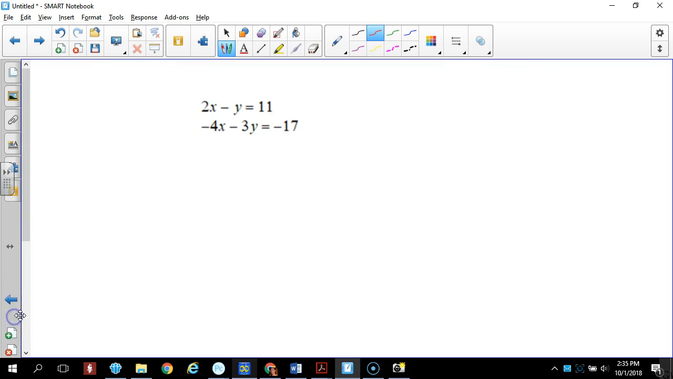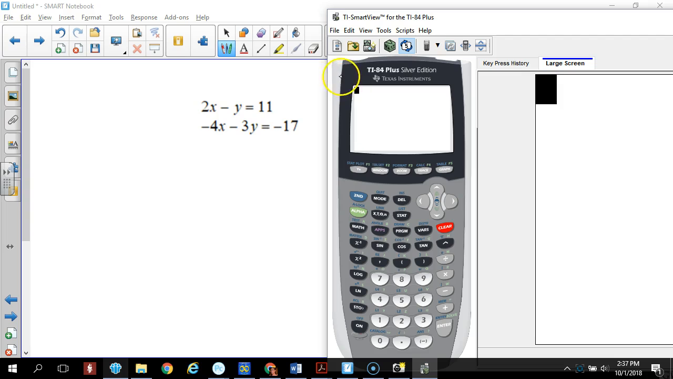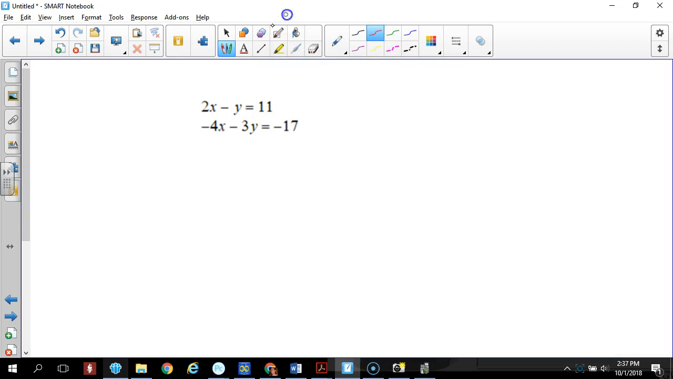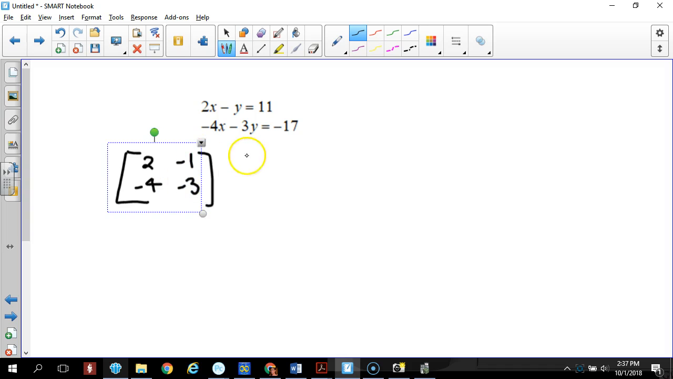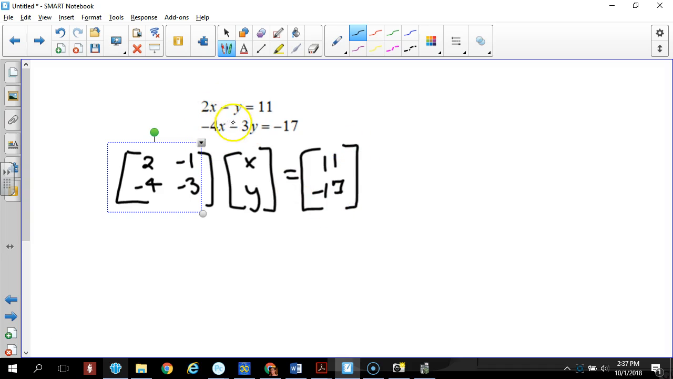All right, let's do it a different way. I can take this and put it in my calculator. So I have my calculator here and I can put this in. Let's make sure that we have the correct matrices. So if I'm going to take this, I've got my coefficients: I have 2, -1, -4, and -3. So those are my coefficients. I have my x and I have my y. And then I have my solutions, 11 and -17. Okay? So I have to take the inverse of this matrix and multiply it by this solution matrix right here.